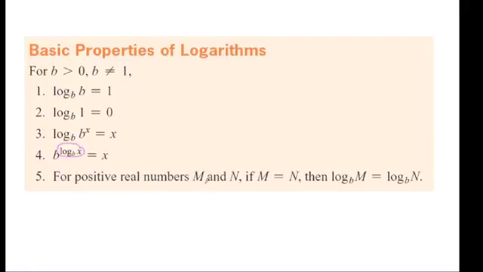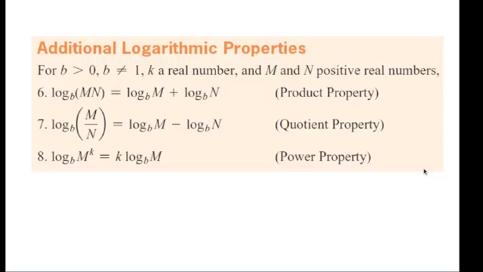For all positive real numbers m and n, if m equals n, then log base b of m will equal log base b of n. Some additional properties. Again, the base is positive but not equal to 1. k is a real number and m and n are positive real numbers. Log base b of m times n equals the log base b of m plus the log base b of n. That's the product property.